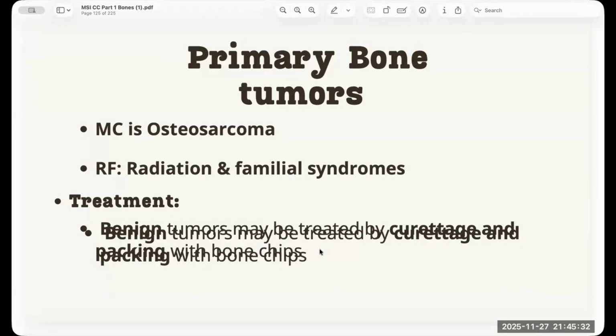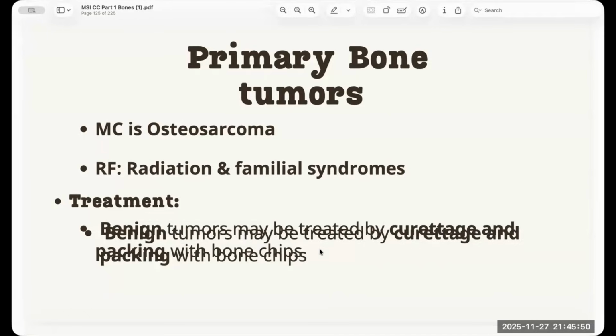So the most common primary bone tumor is osteosarcoma. Okay, please remember that. It's very easy to ask about the most common. So the most common primary bone tumor is osteosarcoma, and the risk factors there are radiation and familial syndromes.